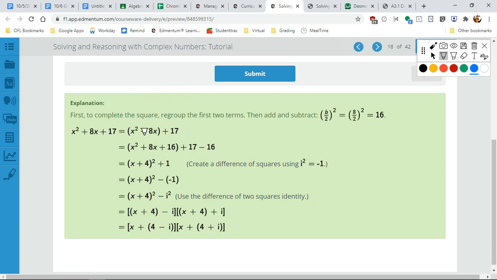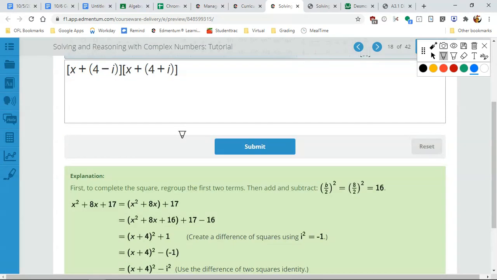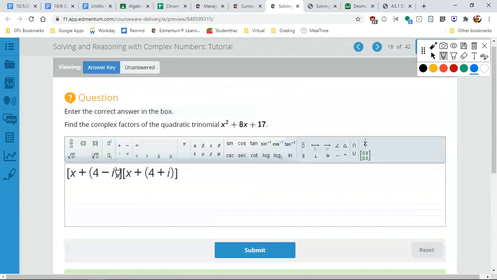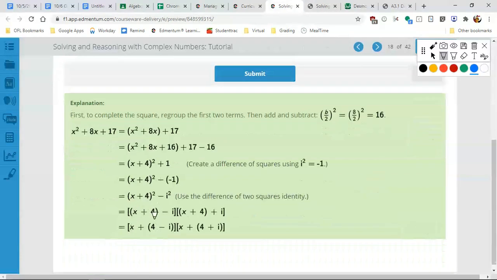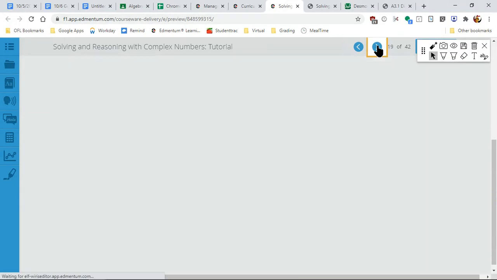This is the one thing I do acknowledge that Edmentum does right, is they know how to pick their numbers to make it easy. They just don't know what order to teach in. But I'll go through a problem similar to this to show you guys instead of just running through this. So hopefully we'll get a practice problem right now.